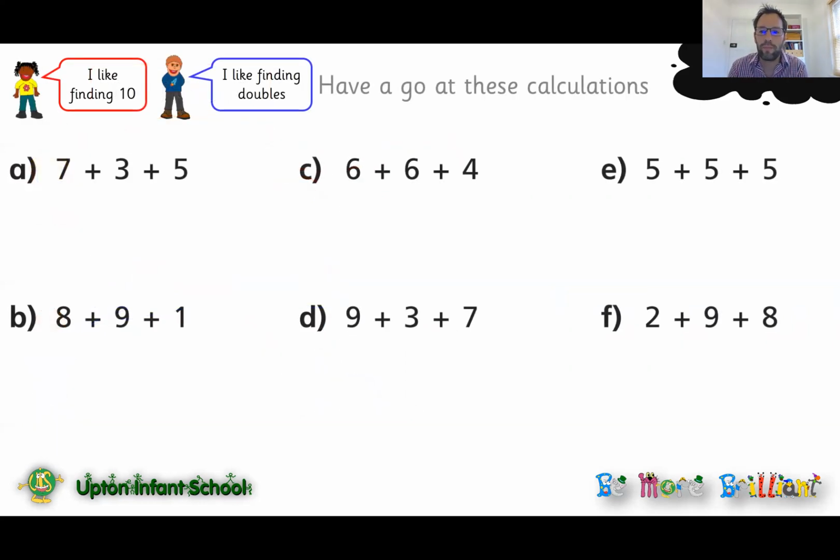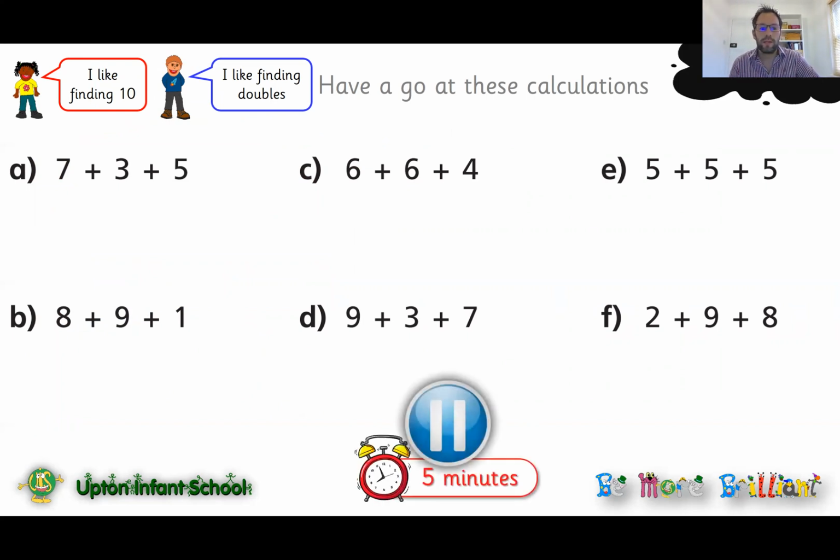Oh, good work, everybody. I'll tell you what we can do. Let's have a look at these calculations and see if we can use Poppy's way of finding 10 or Walt's way of finding doubles to solve these calculations. So what I would like you to do is to pause the video, look at each calculation. You might be able to use finding 10, you might be able to use finding doubles, you might be able to use both of them to solve the calculations. Pause the video, should take you about 5 minutes or so to have a go at these, and then we'll go through the answers in a little bit.